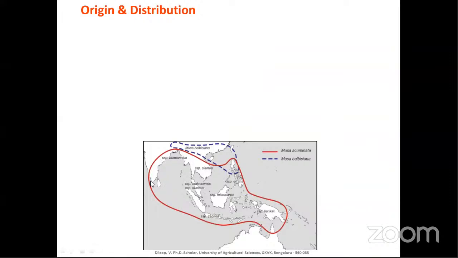The red color indicates Musa acuminata, and the blue ones are Musa balbisiana. In that, it has originated, it has undergone several natural crosses, hybrids, and also several mutations. Huge numbers of mutations have occurred in banana. Hence, we have got very complicated genomic groups in banana. So I will be dealing with them, don't worry.